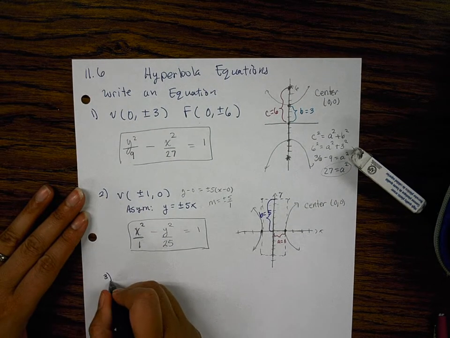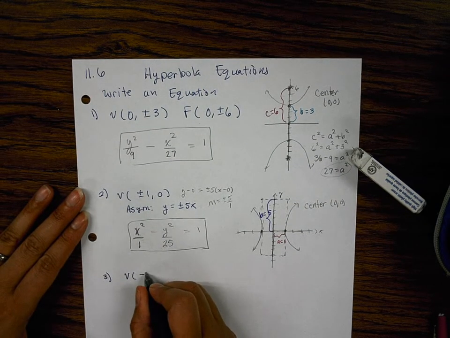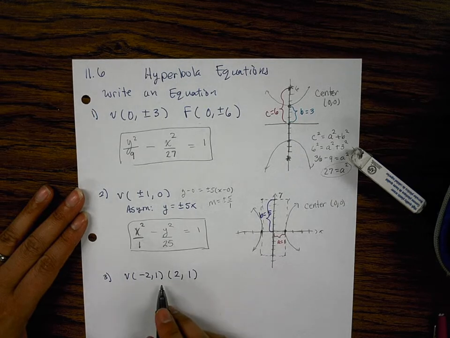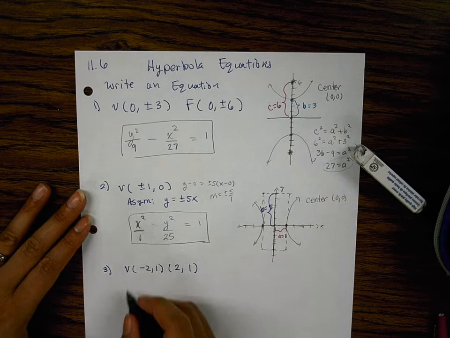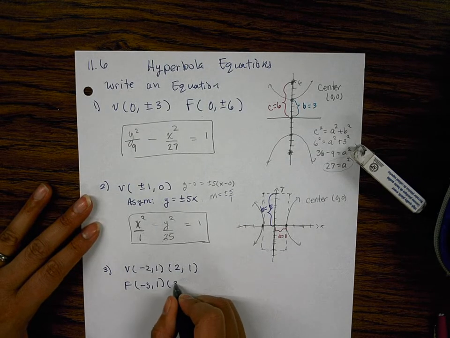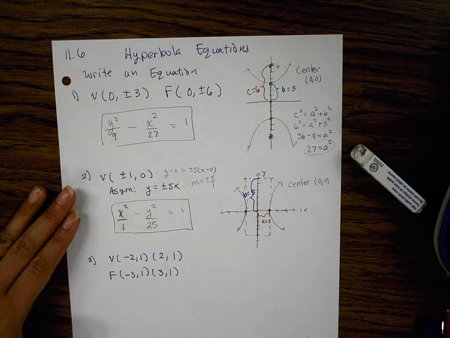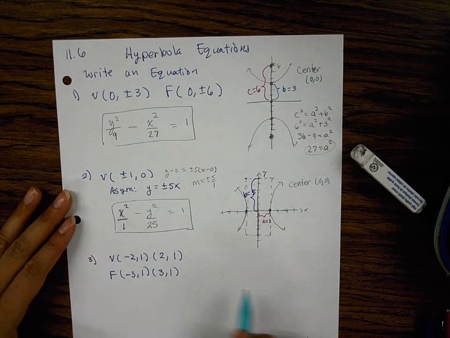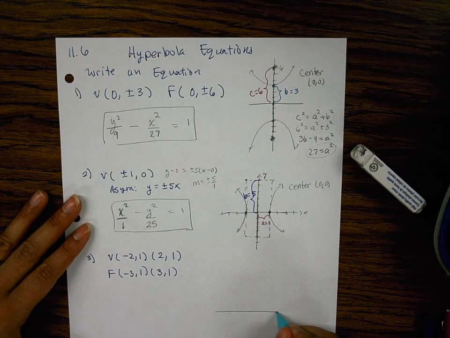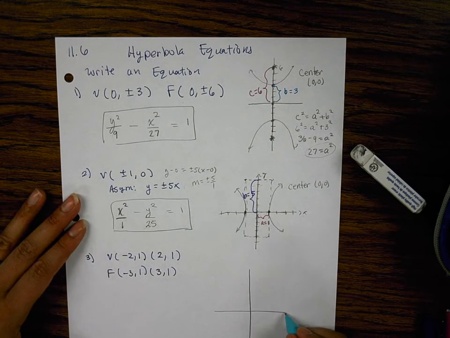Number 3, your vertices are negative 2, 1, and 2, 1. So negative 2, positive 1, and positive 2, positive 1. And your foci, negative 3, 1, and 3, 1. Okay, so it looks like because I'm given the foci, I might have to use my focal length formula again. Let's see if that is true. So I'm going to go right 2, up 1, and left 2, up 1.